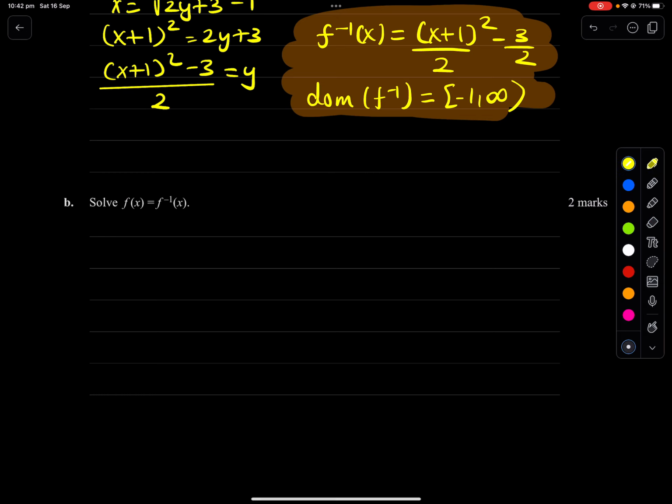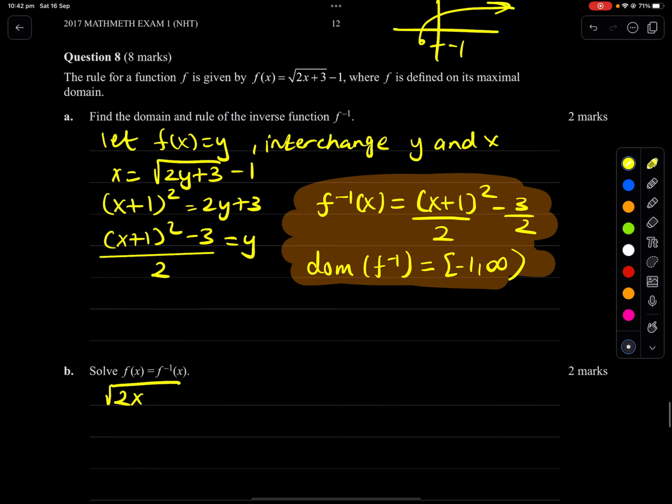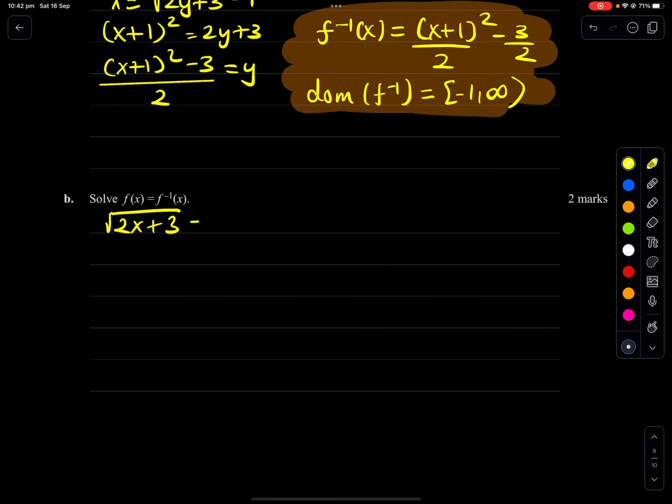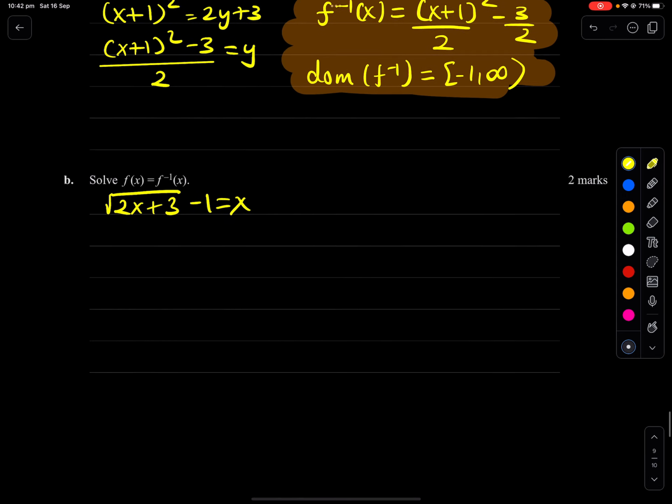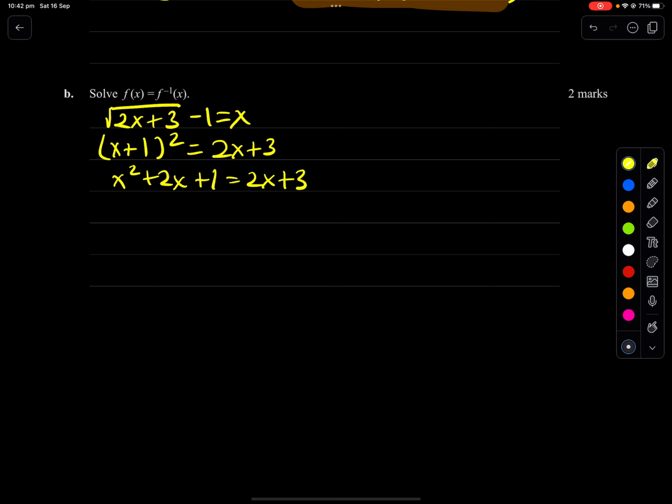The intersection. So what we can just do is say f of x, well, 2x plus 3 minus 1 equals x. We can let that and we can solve. So we can say that's x plus 1 squared equals 2x plus 3. So it'll be x squared plus 2x plus 1 equals 2x plus 3, x squared plus 1 equals 3, x squared equals 2, x is plus or negative root 2.